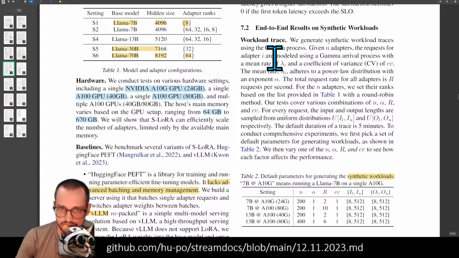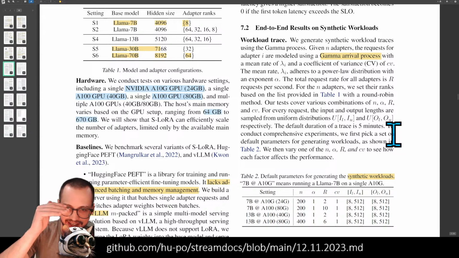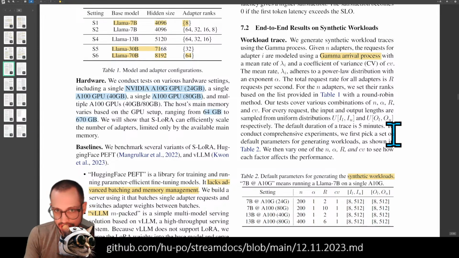Given an adapter's gamma arrival process. So, a fancy distribution. When you're running this in the real world, people are going to log on to their computers more in the morning or in the afternoon, so you're going to have a different distribution of requests in the real world. Here, they're trying to synthetically create that.